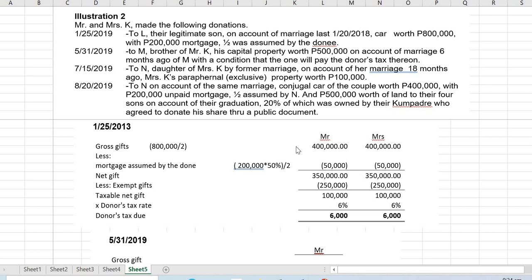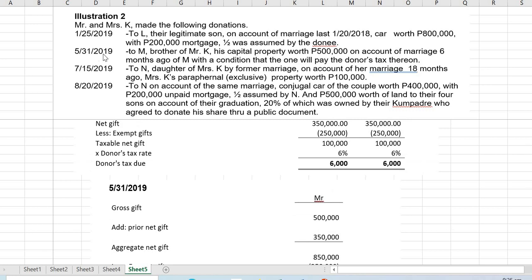And the 100,000, the half of the mortgage that was assumed, you divide it by 2. So the net gift of Mr. and Mrs. is 350 and 350, right? Since the tax rate is 6% in excess of 250, so 350 less 250, that's 100,000 times 6%. So the donor's tax due for each of Mr. and Mrs. is 6,000. In total, if the question is the total donor's tax due for the husband and wife, the answer is 12,000. But if each, Mr. 6,000, Mrs. 6,000.